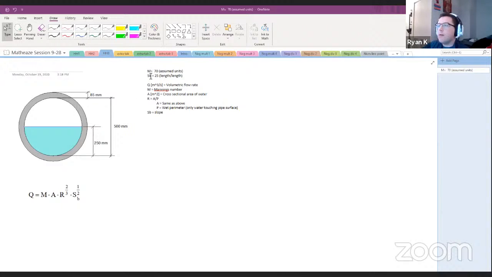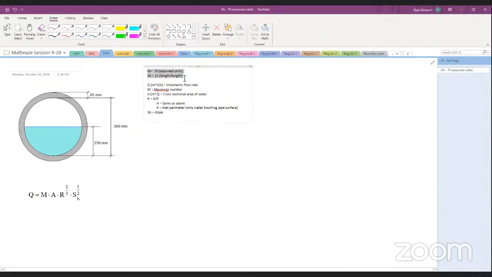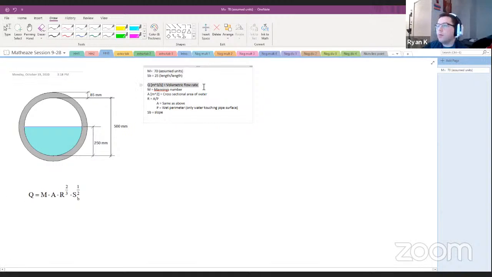All right, so they gave us these initial conditions, the M and the SB. We are trying to solve for Q, so that's what we don't know. This they gave us, we're good there. Highlight that one. They gave us the SB, we're good there. So really what we need to do is figure out what A and what R are. Since R is a function of A, we might as well just start off with solving for A.